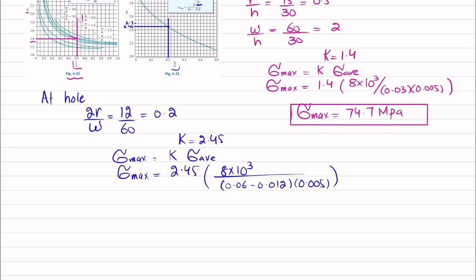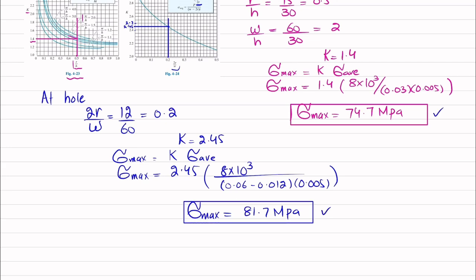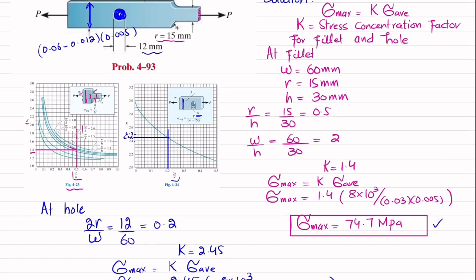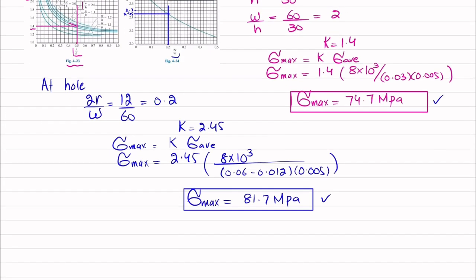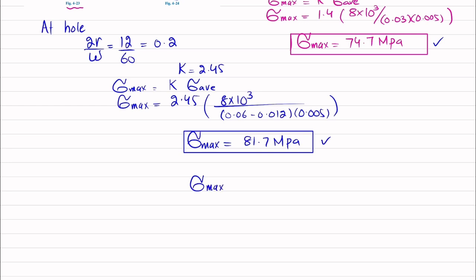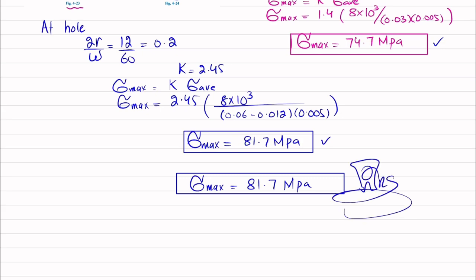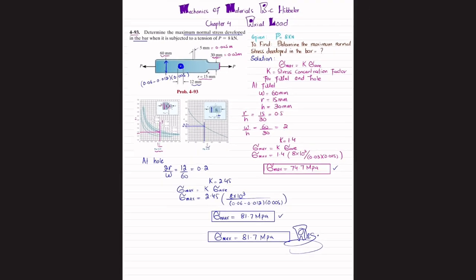And when you calculate it, you will get maximum stress at the hole, or on the side of the hole, equal to 81.7 megapascal. Now this is the maximum stress generated due to the hole, and this is the maximum stress generated due to this fillet. In the question, we have been asked to determine the maximum normal stress developed in the bar. So between these two, we will choose the maximum stress generated in the bar, 81.7 megapascal. And that is the answer of this question. And that was all about this problem 4-93.